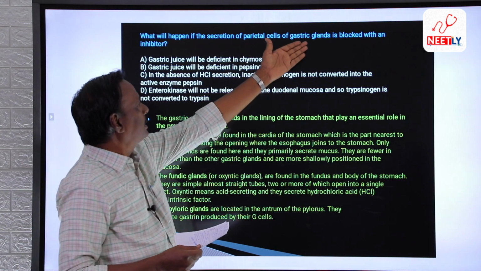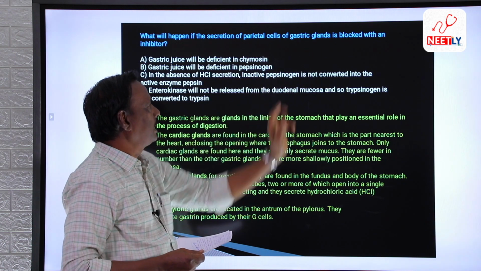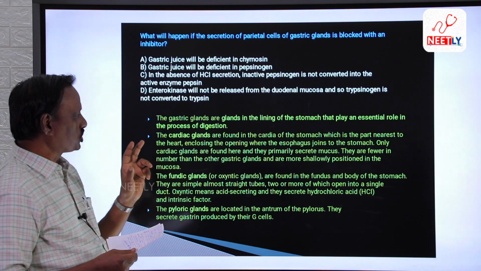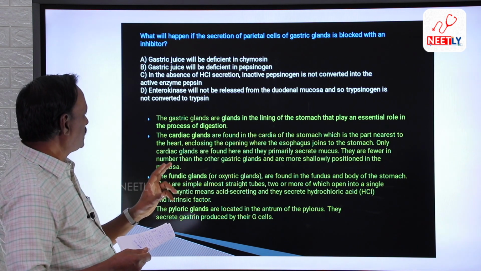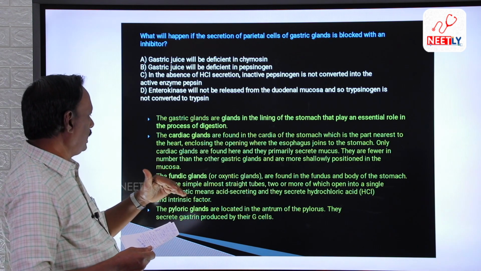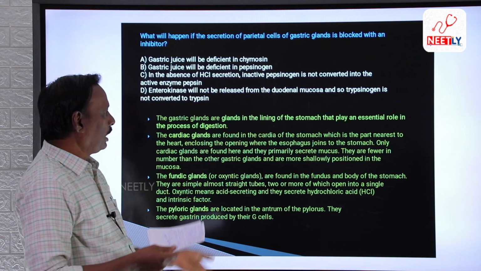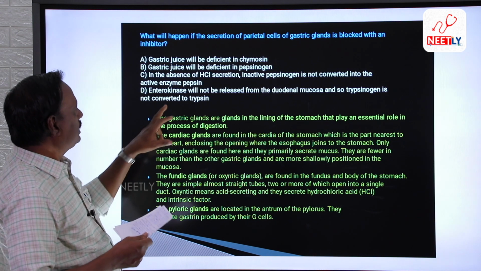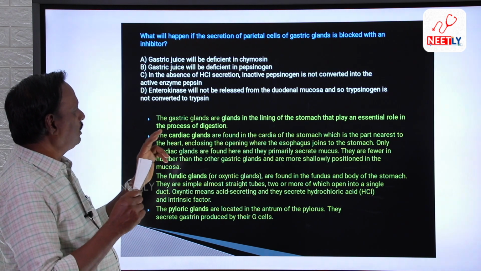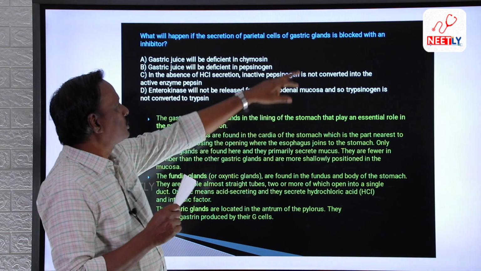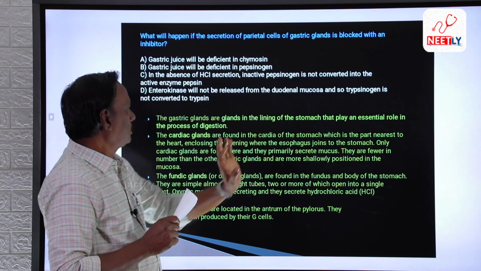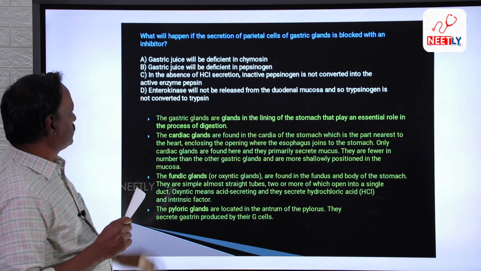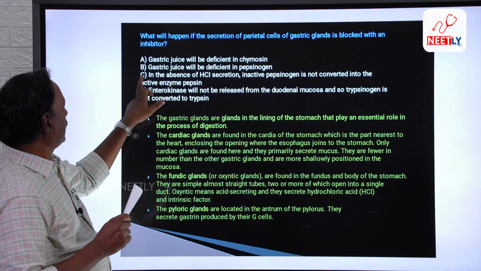So the parietal cells of the gastric gland are one of the main glands present in our stomach region. The main function is that it produces the hydrochloric acid secretions. So this hydrochloric acid will not be produced if you block this part. So that is the major thing, and that is the correct answer for this. So the correct answer is C.